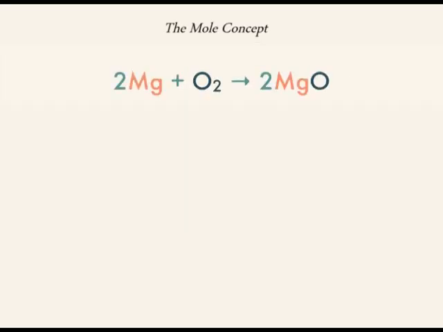When we write chemical equations, they only give a simplified ratio in which atoms combine. An equation like this one only shows 2 atoms of magnesium and 2 atoms of oxygen. But chemical reactions involve millions and millions of atoms, molecules and compounds.